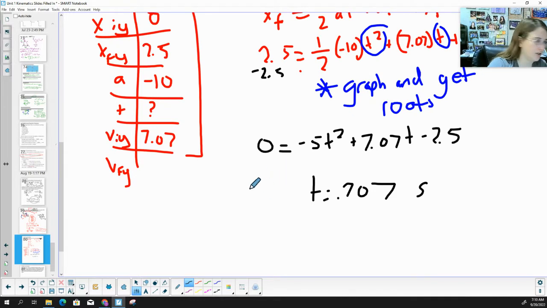That should be correct. Let me do a quick checkaroo. Final velocity would be -707.